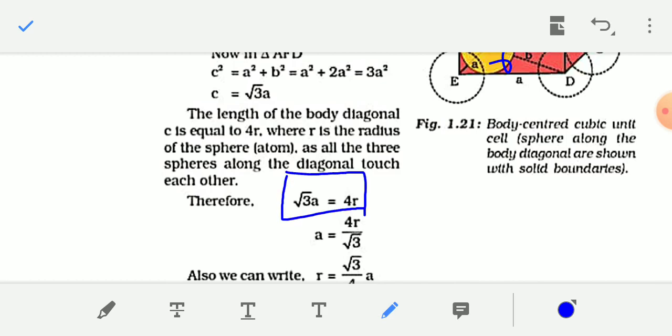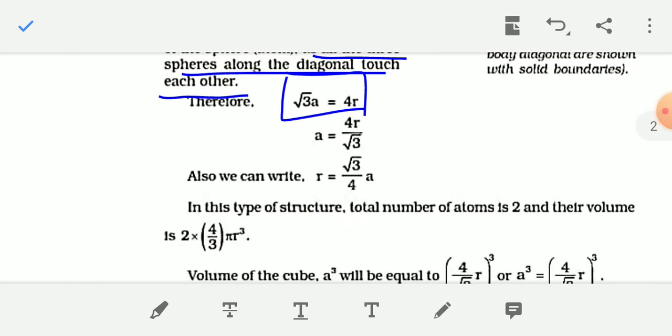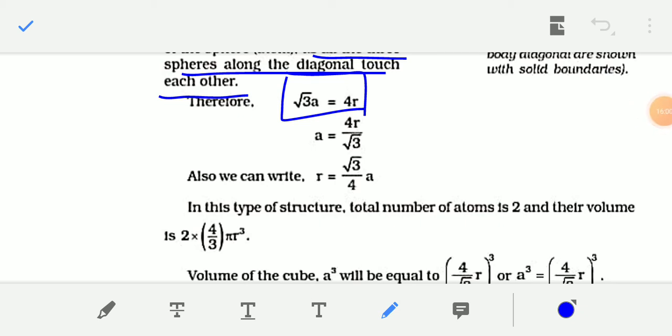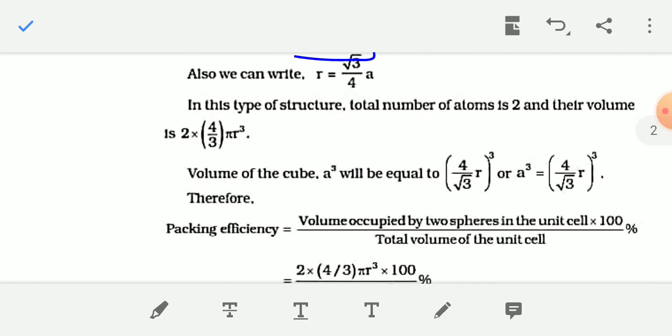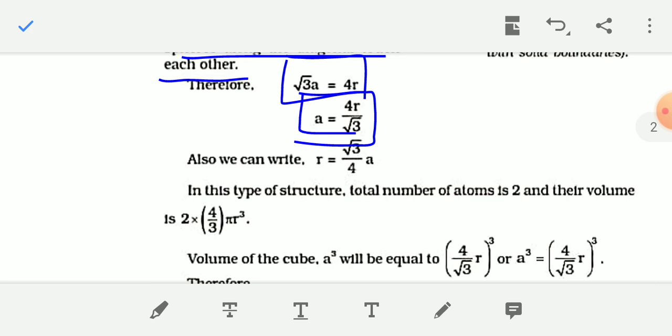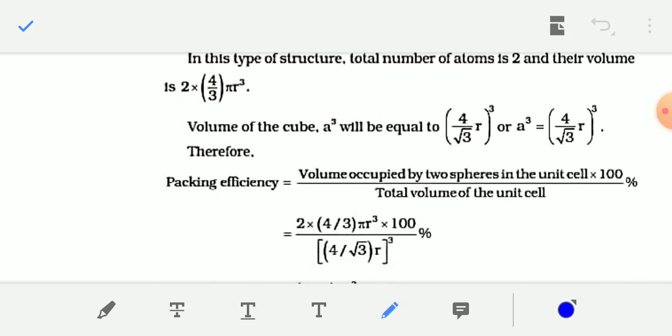You have to remember that in body centered cubic unit cell the particles are attached along the body diagonal. So root 3a is equal to 4r, or a is equal to 4r by root 3. The volume of the unit cell is a cube, that is 4r by root 3, whole cube.